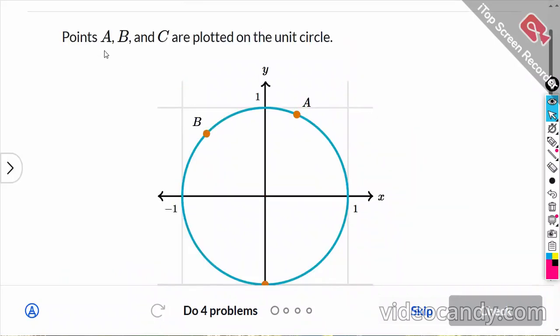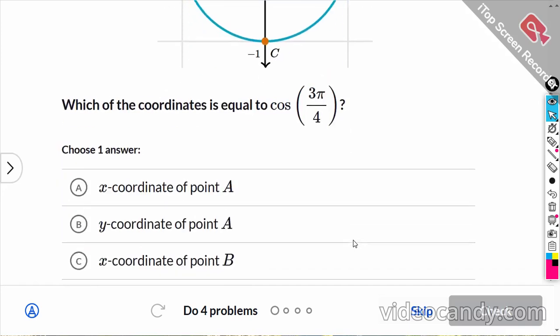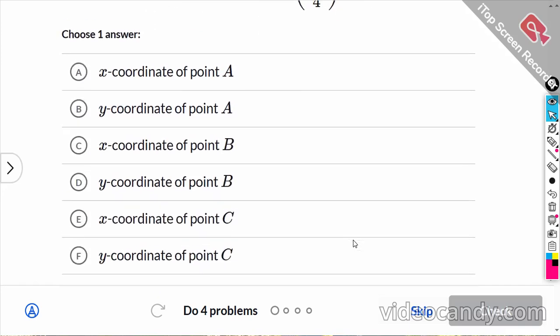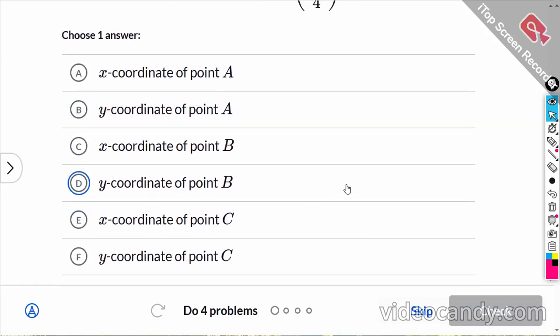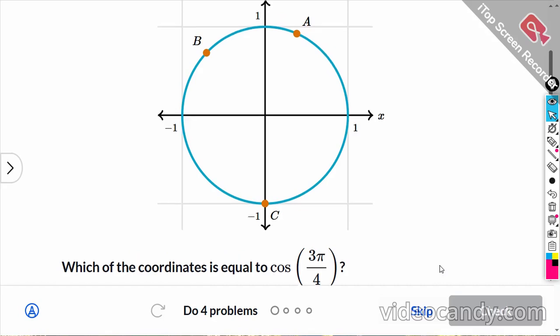All right, so here we have points A, B, and C plotted on the circle. And they want to know the coordinates of cosine of 3 pi over 4. All right, so it's the x or y coordinate of each point. I want to convert this to degrees, so let's do 3 pi over 4.